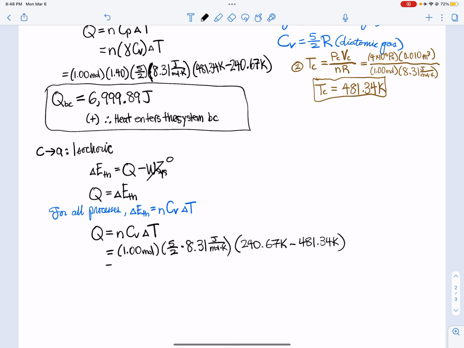All right, and if I plug that in my calculator and cancel out my units, I would find out that my heat transfer from process CA is equal to negative 4,999.92 joules. All right, and because the value of my heat transfer is negative, therefore heat is rejected or released by the gas or the system. I'm using gas and system interchangeably for process CA.